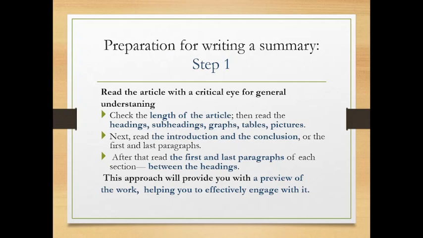Step 1. Read the article with a critical eye for general understanding. Check the length of the article, then read the headings, subheadings, graphs, tables, pictures. Next, read the introduction and the conclusion, the first and the last paragraphs. After that, read the first and the last paragraphs of each section between the headings. This approach will provide you with a preview of the work, helping you to effectively engage with it.